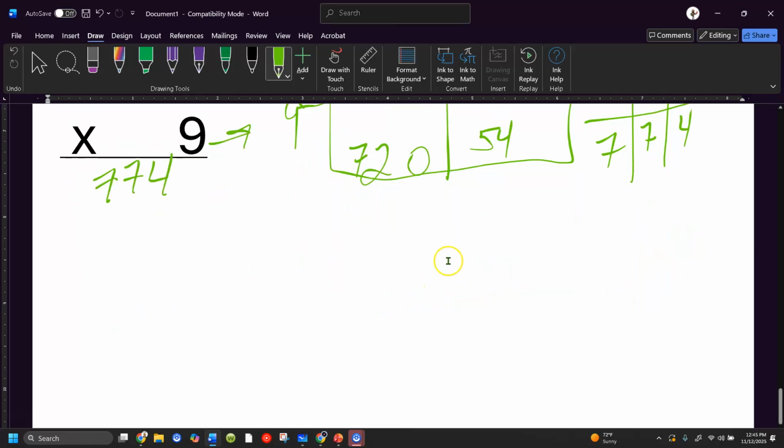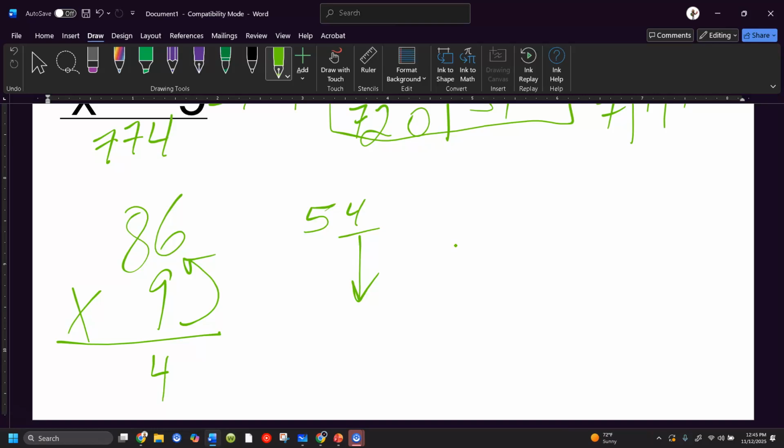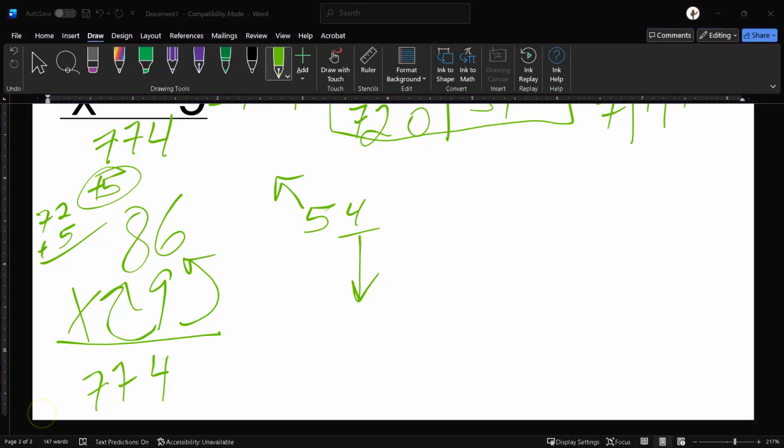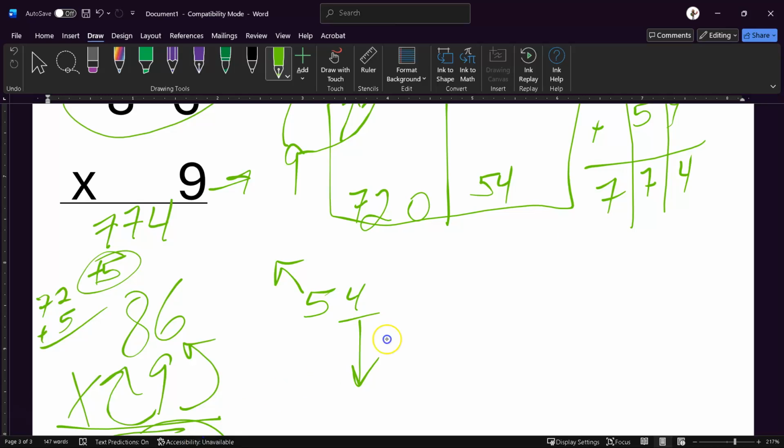Okay. Now I'm going to go under that and I'm going to do the standard algorithm. 9 times 6, 54. Your ones place goes down. The next one goes next door as a plus 5. 9 times 8 is 72 plus 5 is 77. 774. And your answers should match.